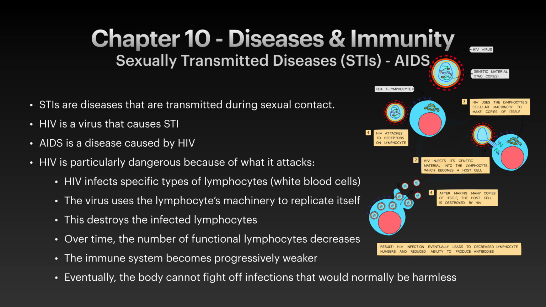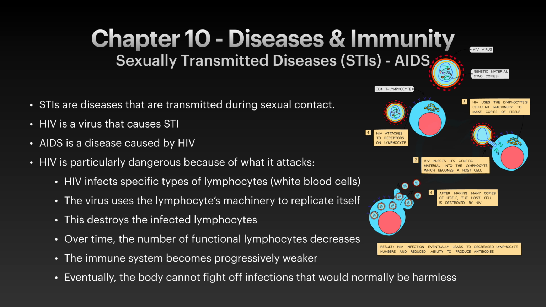Now let's examine an important category of transmissible diseases, sexually transmitted infections, also known as STIs. What is an STI? An STI is an infection that is transmitted through sexual contact. HIV is a very common example, also known as human immunodeficiency virus. HIV is a pathogen that causes an STI. It's important to understand that HIV is the virus, and it may lead to a disease called AIDS.